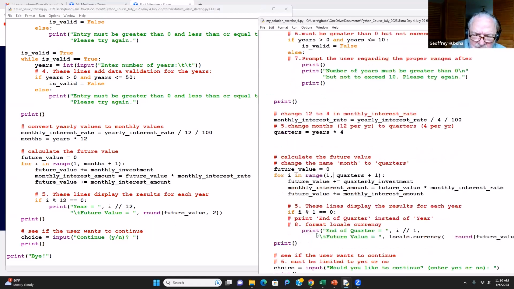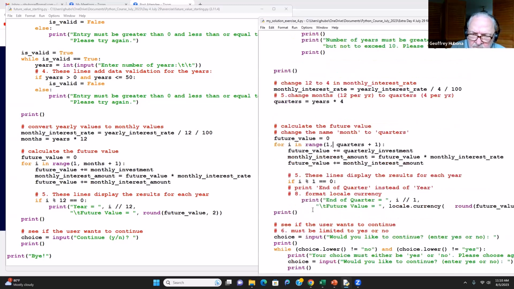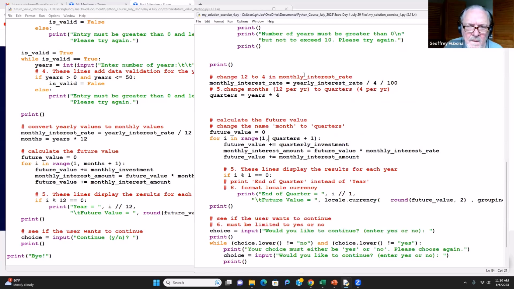So what you had to do was, first of all, you had to change it to quarterly. They're entering in a yearly interest rate. So to get it quarterly, you have to divide it by 4 as opposed to 12, and then by 100. And then you want to change everything into quarters. So whatever number of years they put in, you multiply that by 4.